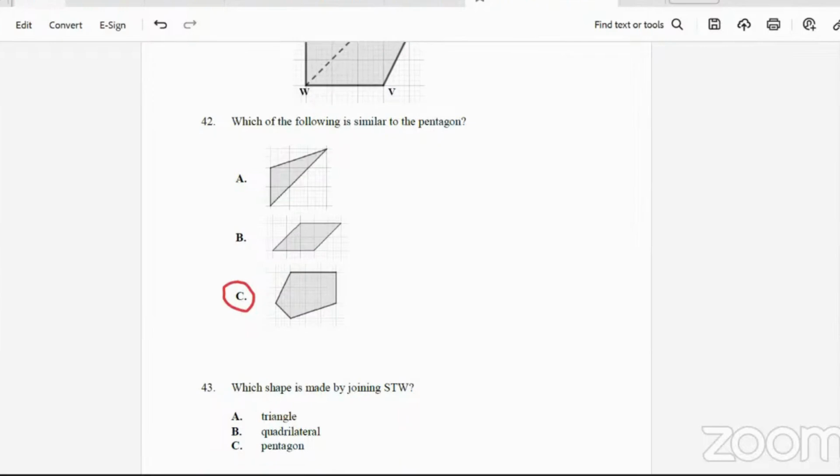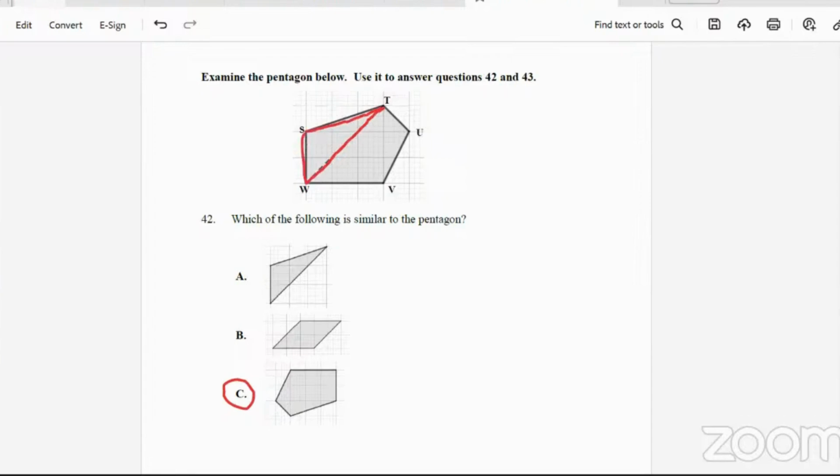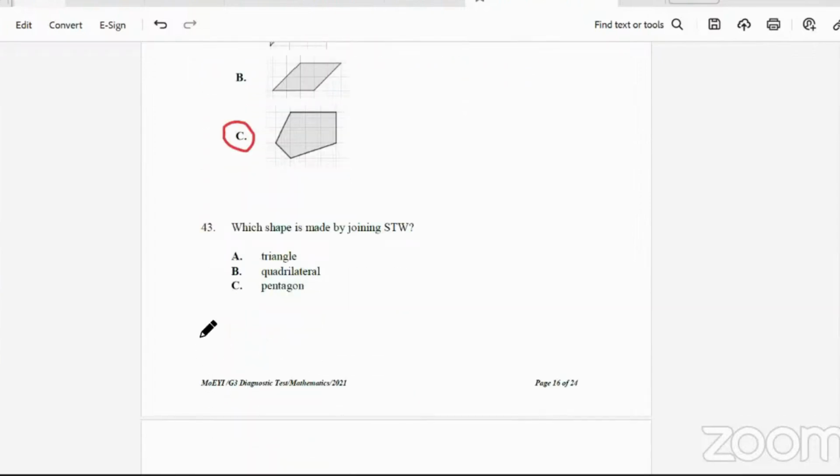Now it says which shape is made by joining STW. So let's look to see where STW is, and then you're going to determine which shape is made by joining. So STW, this is S, this is T, and this is W, okay? Which shape is made by joining these 3 points? And of course, that's pretty obvious, it's a triangle. So the answer would be A, triangle.